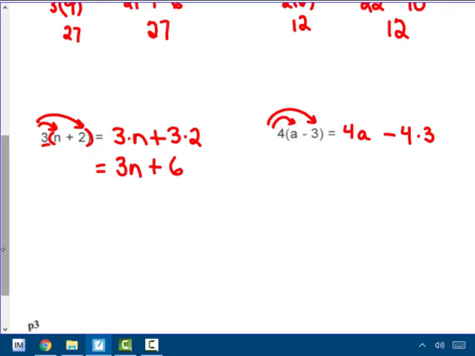So 4 times a, that's 4a. And negative 4 times 3, that's negative 12. So this is 4a and negative 12. Or for those of you that want to say minus, that's 4a minus 12. That's as simplified as that expression can get.